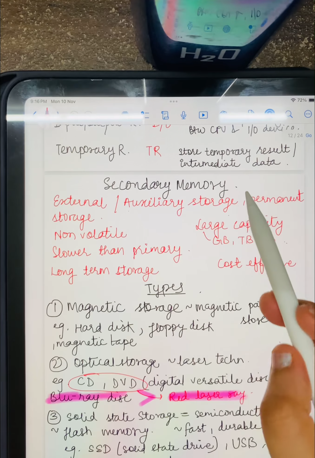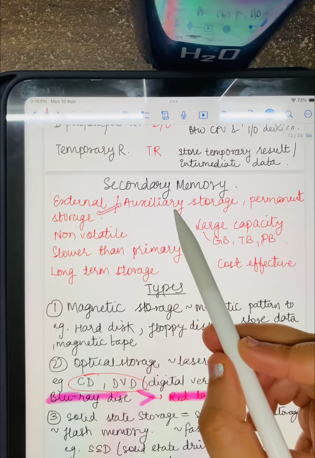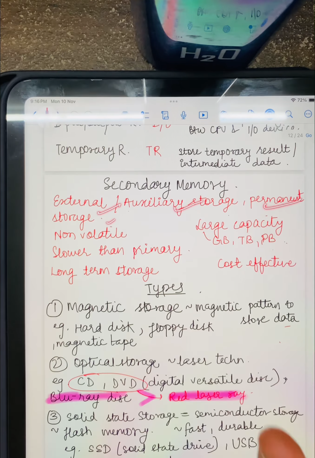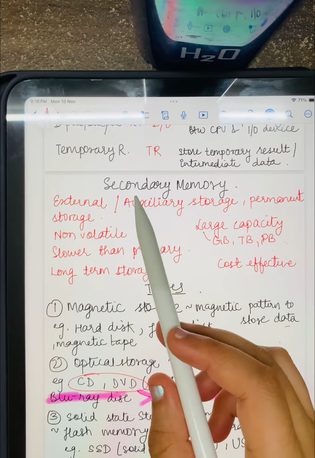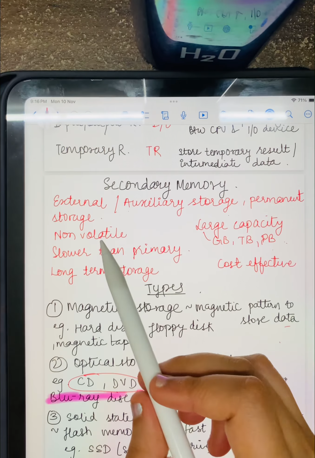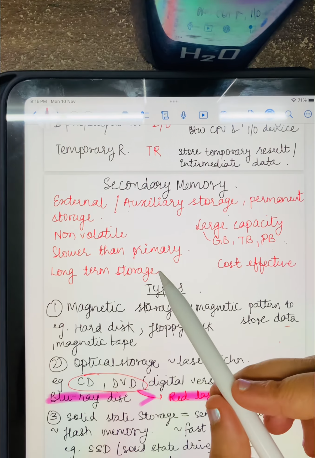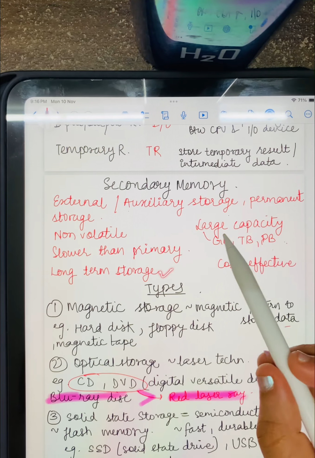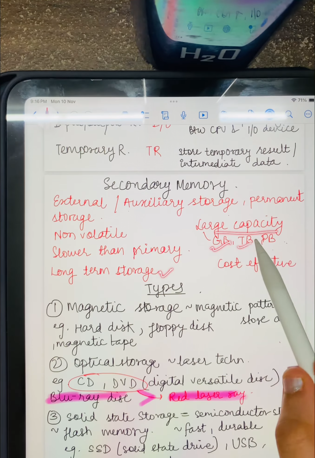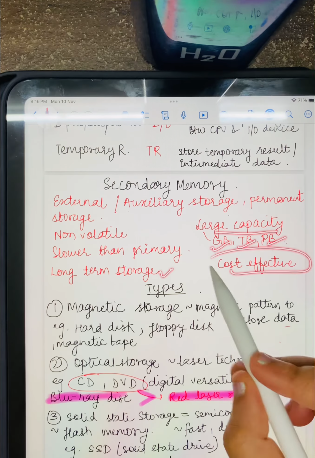So now comes secondary memory. इसे external auxiliary storage या permanent storage भी कहते हैं secondary memory को. Primary was temporary, yeah, secondary is permanent. So it is non-volatile, it is slower than primary, of course. It has long-term storage, it has large capacity, GB, TB and PB. It is very cost effective.